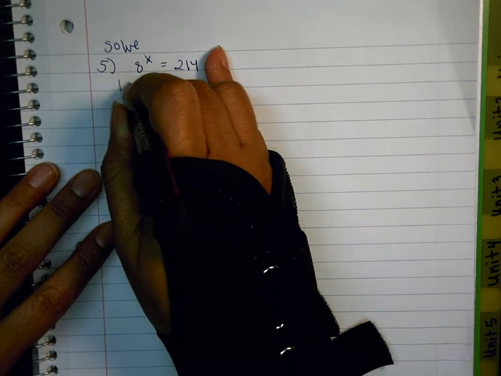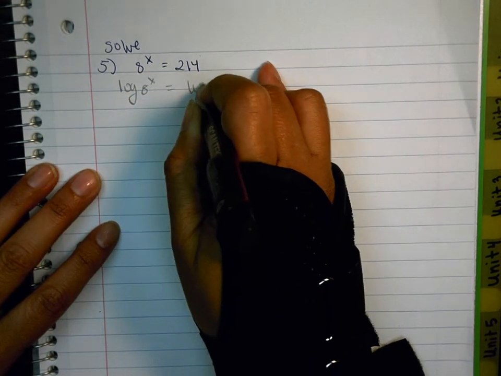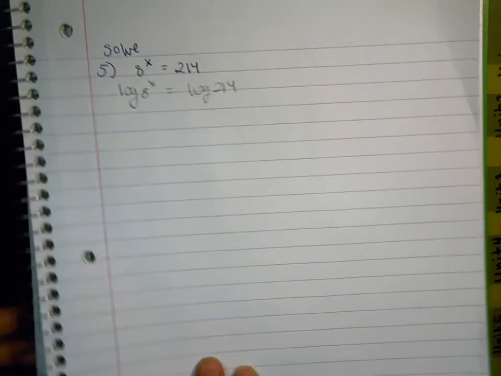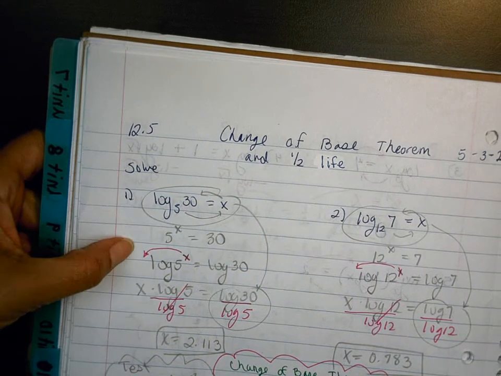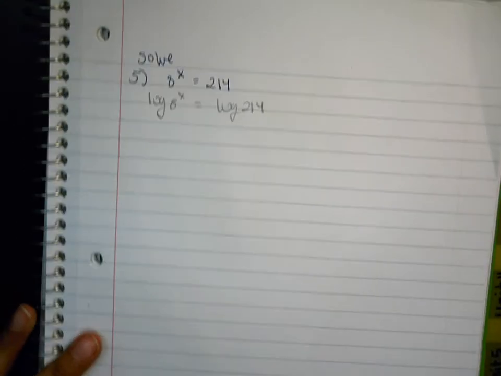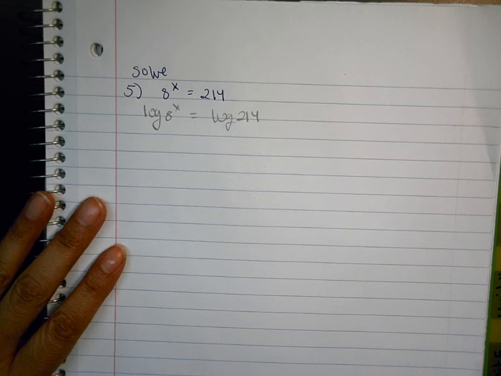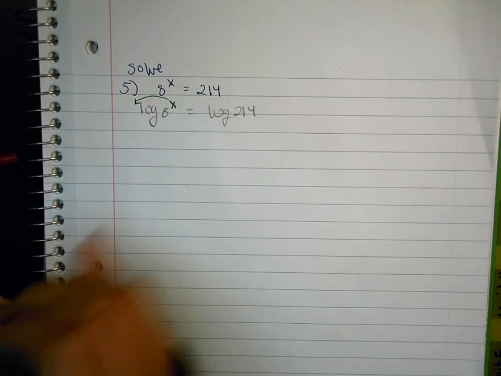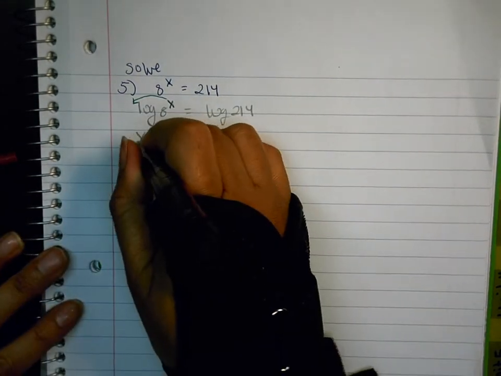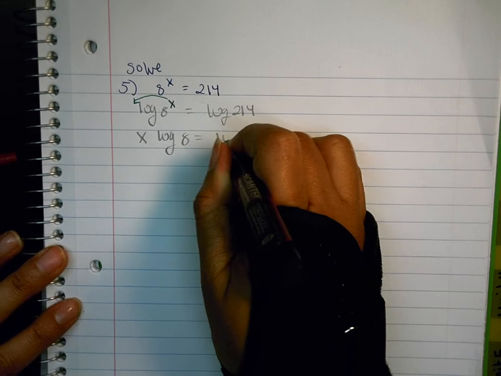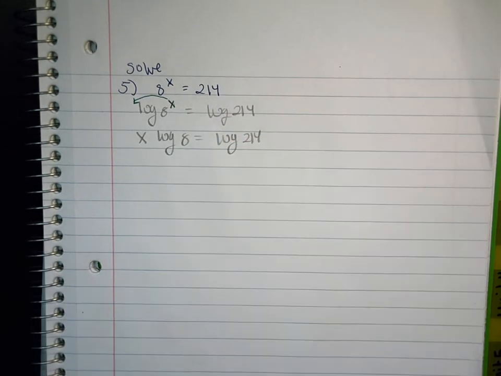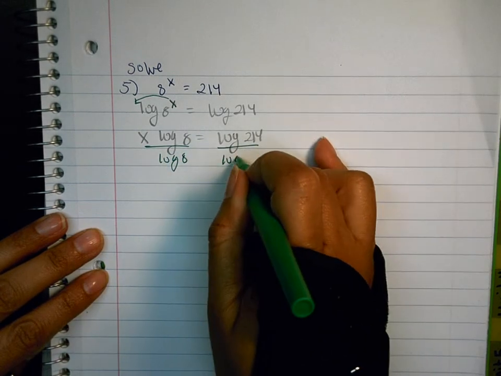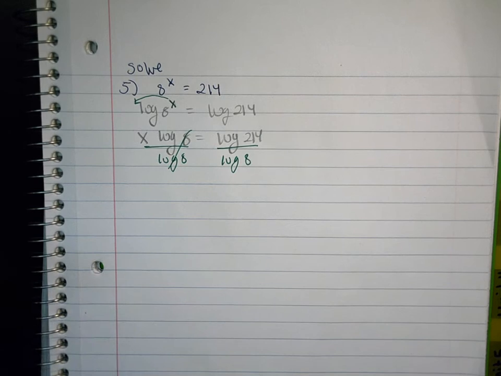Why? Because I want to get that exponent down. So it's just going to be just like numbers like these here, but it's already rewritten in exponential form. So then I do this to bring the x down. X times log of 8 equals log of 214, and then I divide by log of 8 and plug it in the calculator. And again, like I said, I will show you using change of base in just a little bit.